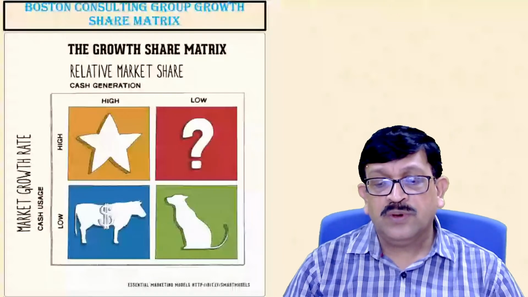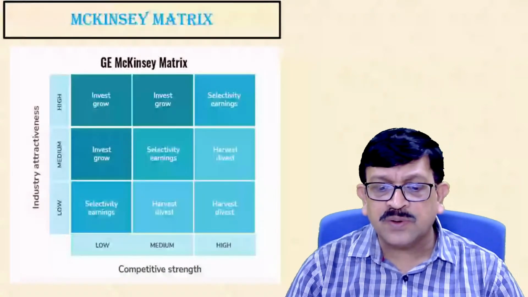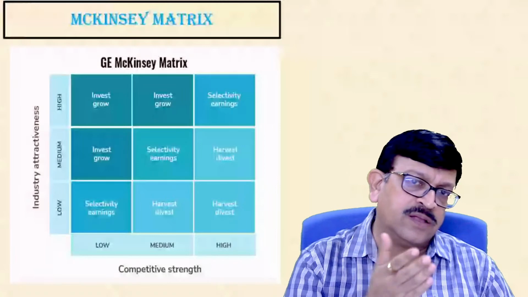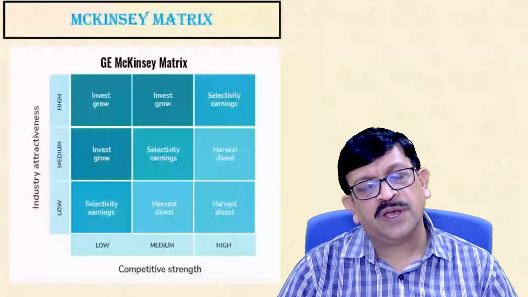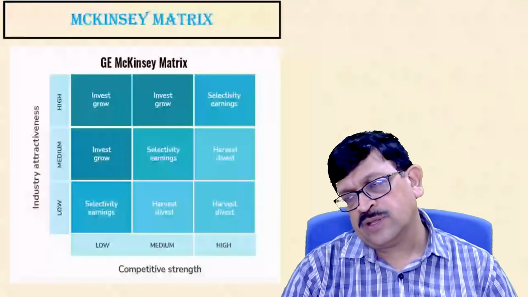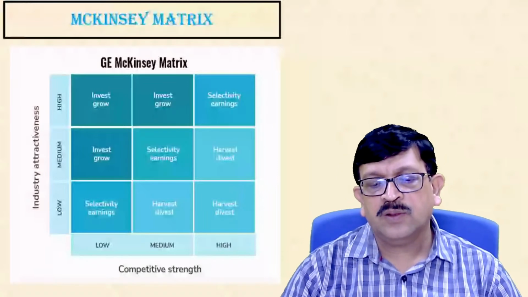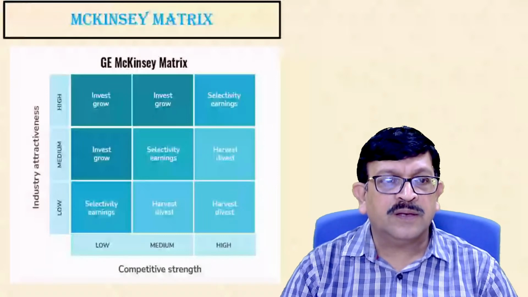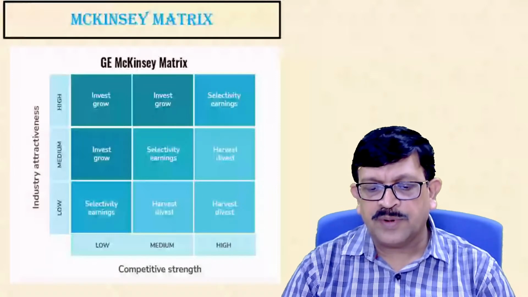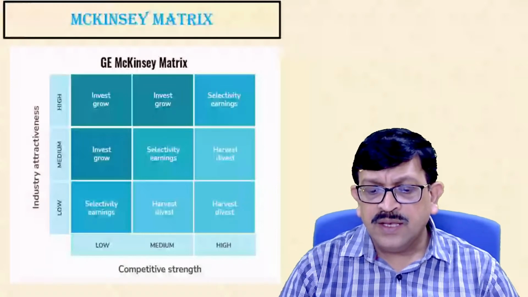Next, we move into the GE nine-cell segment matrix, or the GE McKinsey matrix. As I told you, the earlier one was a 2 by 2. This is a 3 by 3 matrix, which looks at a slightly broader picture, not looking only at the market share or anything, because there are so many other underlying parameters which need to be looked into while assessing the market attractiveness or the industry attractiveness. And then we talk in terms of what are the competitive strengths of the firm. So let's look into that.